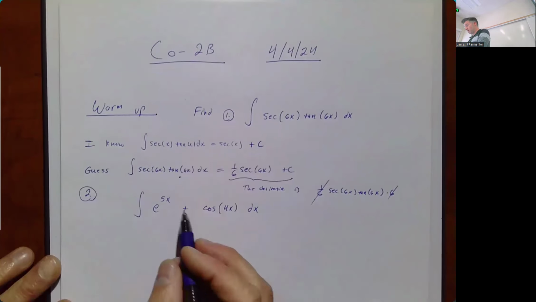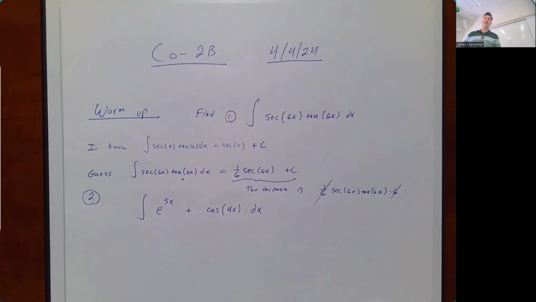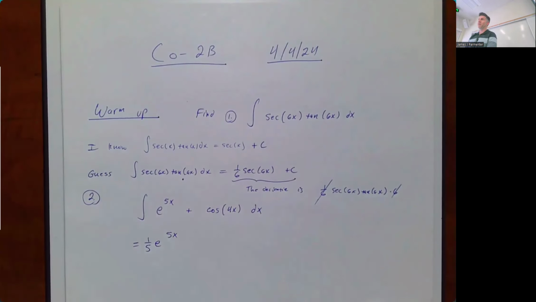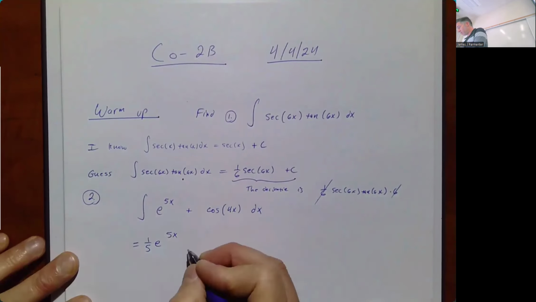So for this next one, I know the derivative of e to the 5x is e to the 5x times 5. So when I anti-differentiate this, I'm going to get e to the 5x divided by 5, or times 1/5. I'm usually going to write 1/5 because it's the same thing.